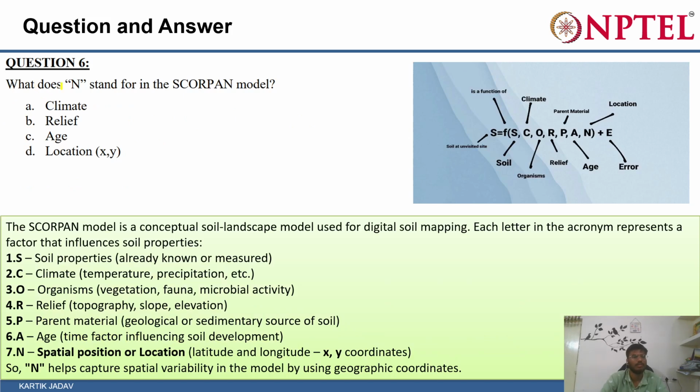Question number 6. What does N stand for in the Scorpan model? So we know that in Scorpan, S stands for soil, C stands for climate, O stands for organisms, then R for relief, P for parent material, A for age, and N is for location. So N is for location. Option D is correct.